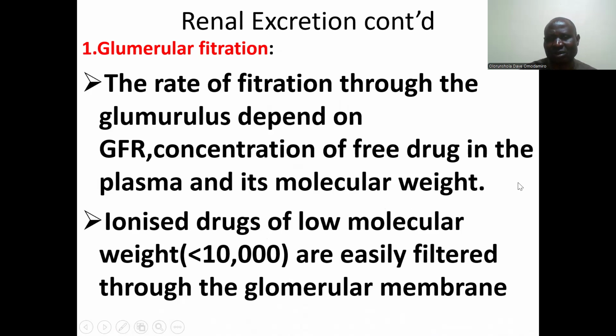Let me repeat what I have said: the rate of filtration through the glomerulus depends on the glomerular filtration rate. It depends on the concentration of the free drug in the plasma. It also depends on the molecular weight. It also depends on the ionized drug of a low molecular weight, that should be less than 10,000 Dalton.